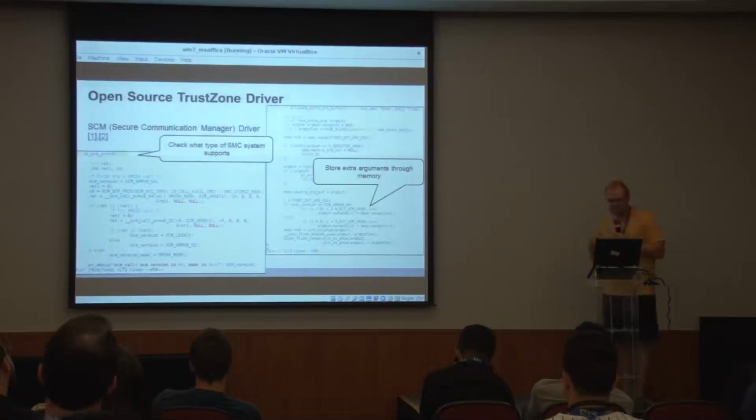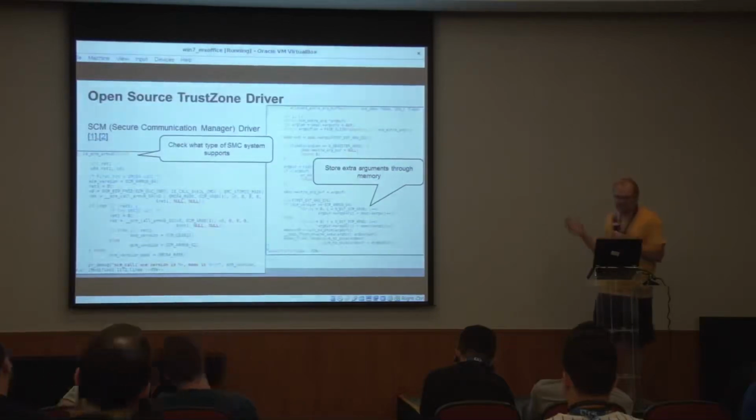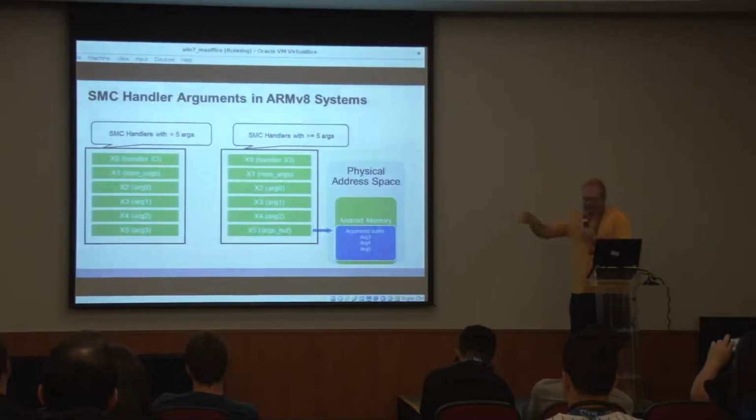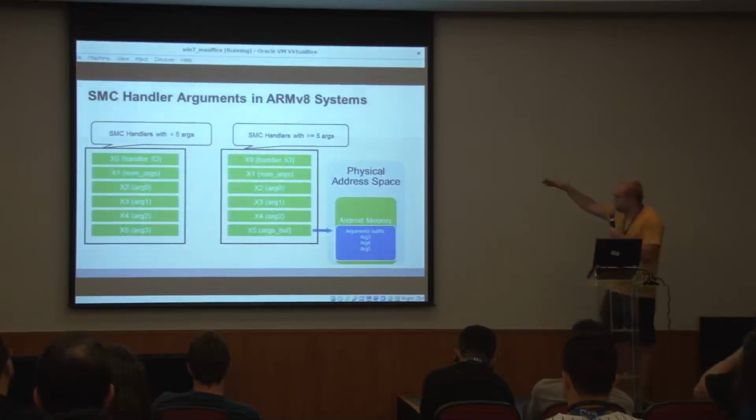There are two ways to do that. You may want to do reverse engineering and figure out how the arguments are passed, or you can just take a look at an open source implementation of the trust zone drivers, which basically implements this interface, and you will see how the arguments are passed in there. And the calling convention works like this. If you have fewer than 5 arguments, they are passed in through the general purpose registers. If you have more than 5 arguments, they are passed in through the general purpose registers and the buffer.